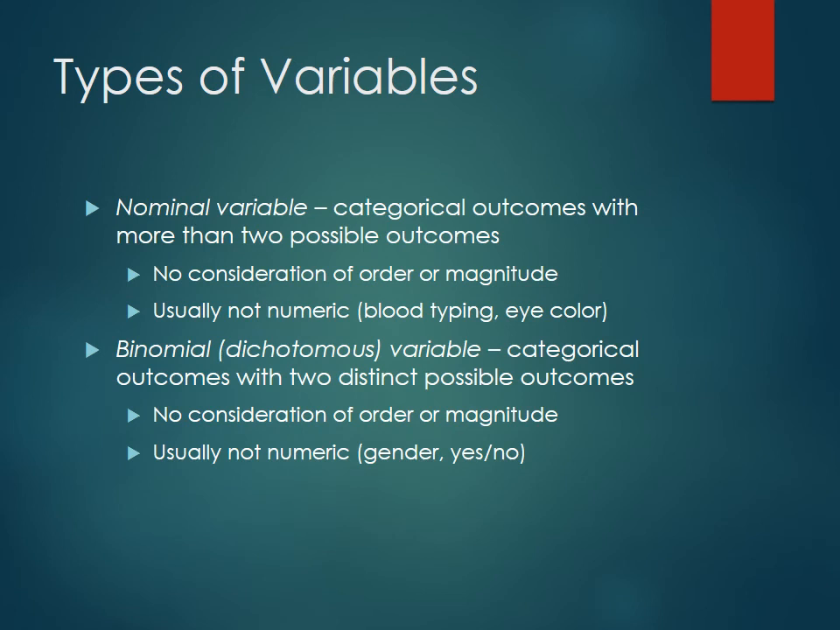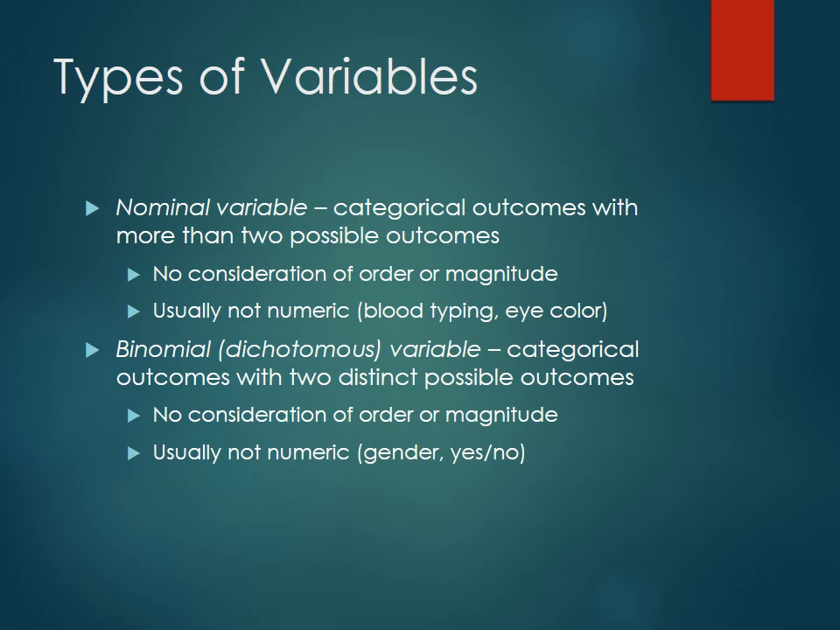Okay, so then looking at the types of variables that you can have. The first one we'll talk about is the nominal variable. I think nominal, name. When I'm saying that, basically what it just means is that it's a categorical outcome and there's no actual order or magnitude to the different categories.